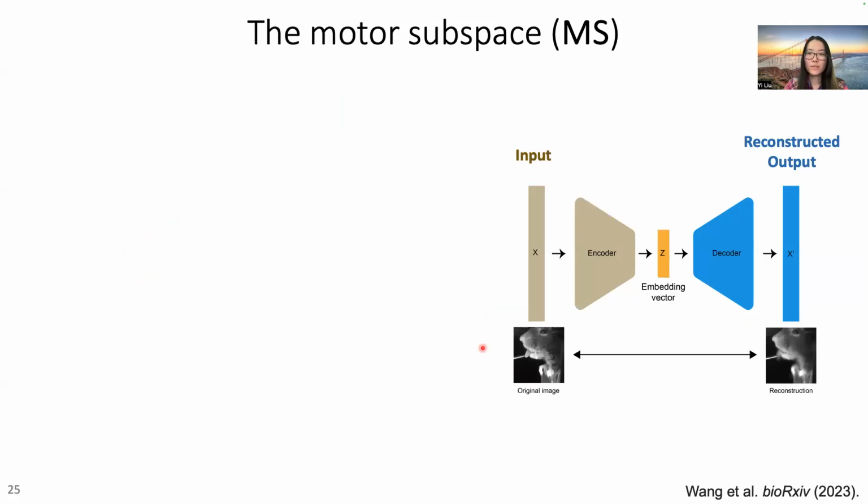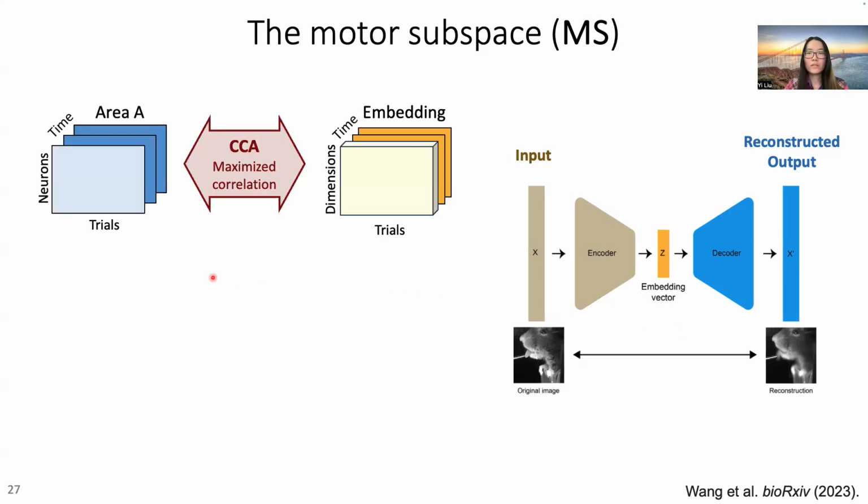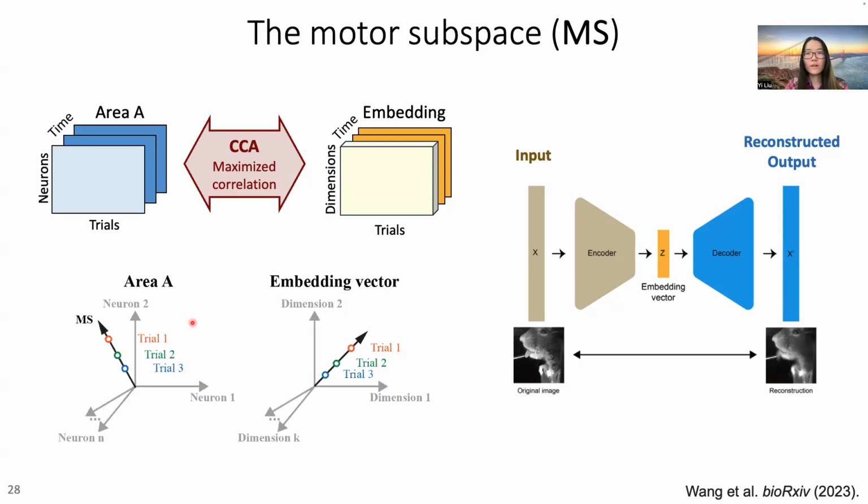So before we dive deeper into this question, let me first clarify how we defined the motor subspace so that you'll have a better understanding of what's next. We trained an autoencoder to turn each image frame from the video into an embedding vector. And then we take the embedding vectors and perform canonical correlation analysis between the embedding vector and the neural activity. So the CCA therefore finds subspaces within the neural activity that maximize the correlation between neural activity and the embedding vector from the videos.